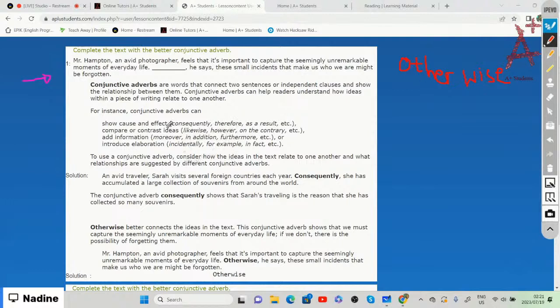So otherwise is the conjunctive adverb that best suits or connects the two sentences, right? So otherwise.